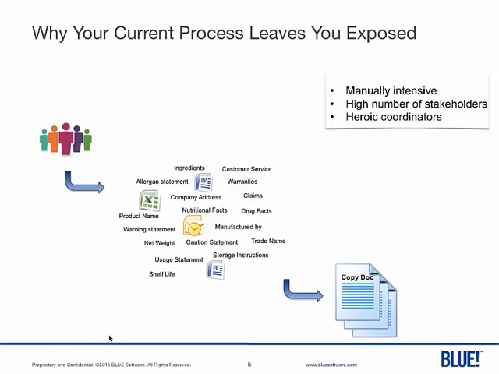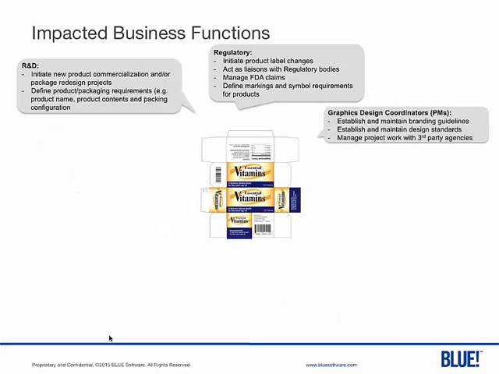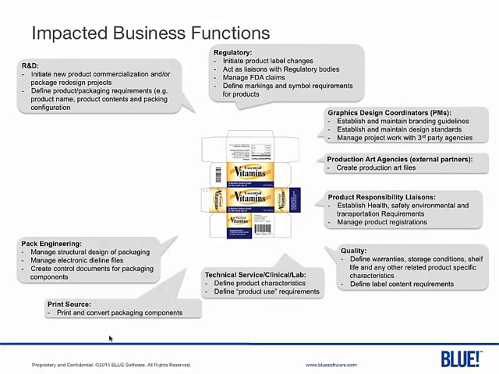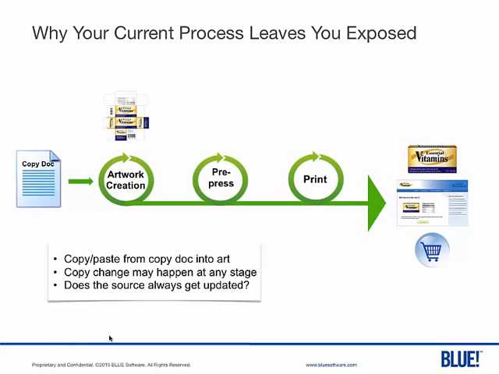And then the stakeholders. So if you think about all of the people that need to touch or approve the copy document or the artwork, R&D might be involved in new product commercialization, the initiation process or redesigns. In pharmaceutical companies, it's often the regulatory group who is initiating product label changes. And then we have all of these other parties. You've got your designers, maybe some external agencies you work with, quality groups, pack engineering, and so on. So again, lots of different touch points, both for the copy document and ultimately the label.